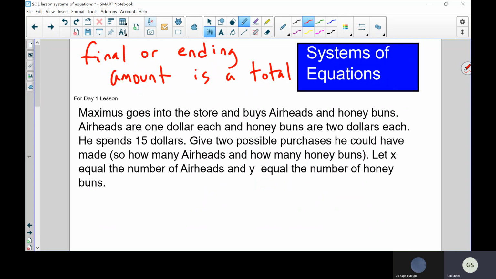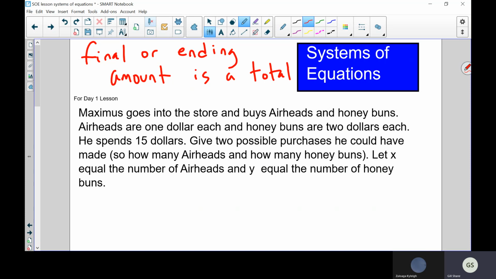Just ask yourself, does it make sense to put total in front of that word? Yes. Or total in front of dollars, I should say. Did I spend 15 total dollars? Yeah, absolutely. Then that is a total amount. Did I buy 11 total items?